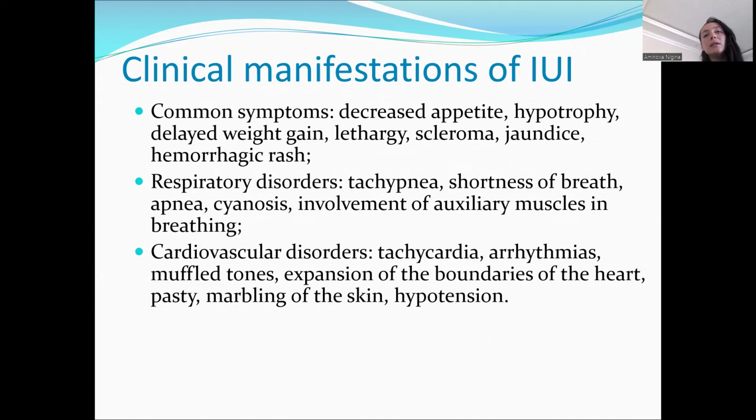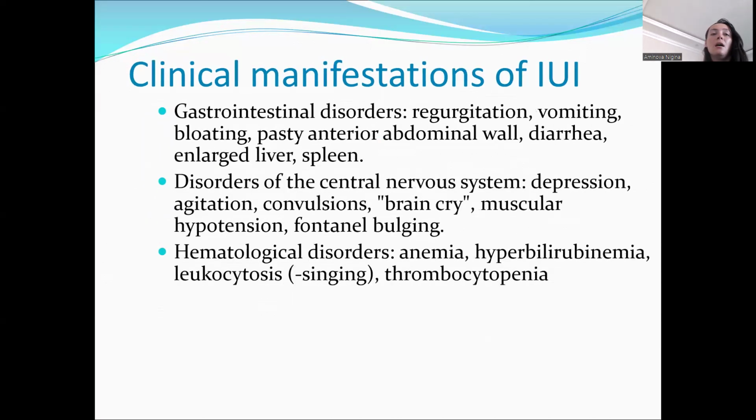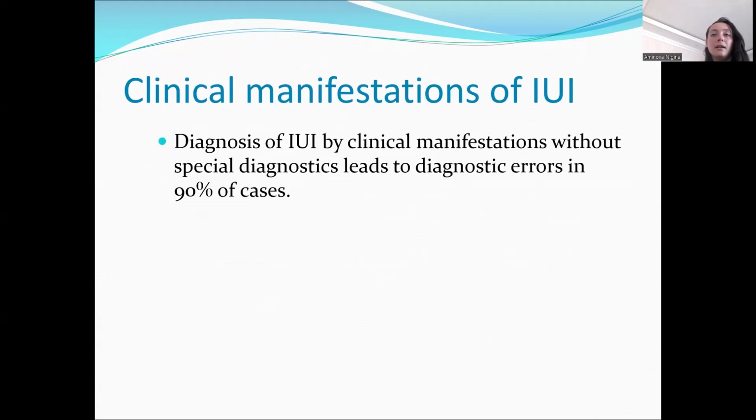Respiratory disorders, including tachypnea, shortness of breath, apnea, cyanosis, and cardiovascular hypertension, will be seen. Tachycardia, increasing size of the heart, arrhythmias. In the GI tract, hepatosplenomegaly, vomiting, regurgitation. In the nervous system, you can see brain cry, like in meningitis, or also you can see depression, agitation, convulsion. Hematological disorders including thrombocytopenia, anemia, hyperbilirubinemia, leukocytosis, sometimes leukopenia, will be seen.